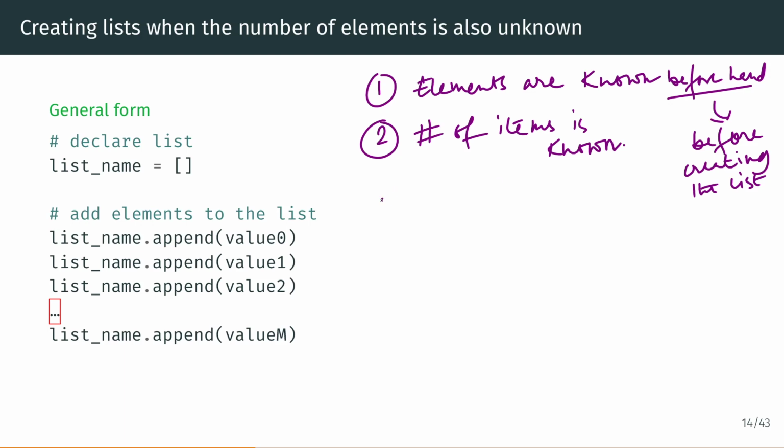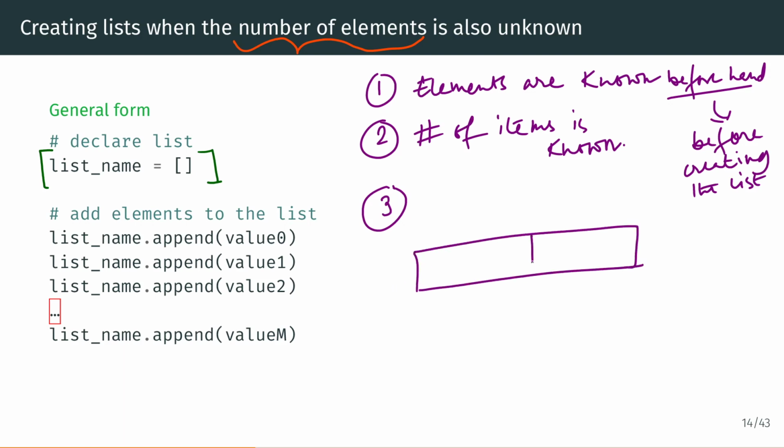The third way of creating a list, which is the most flexible one, is when you don't know the number of elements either. Okay, so you don't know the elements or the number of elements. In this case, what we will do is create an entirely empty list. This will create a list which is completely empty. So not just empty like this. This is still a list of size 4, right?